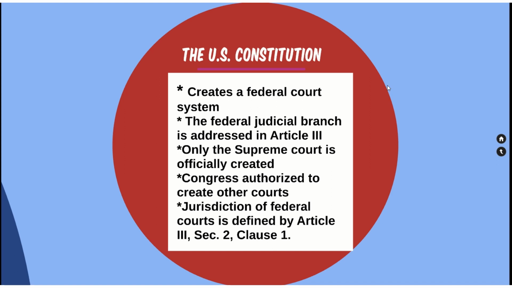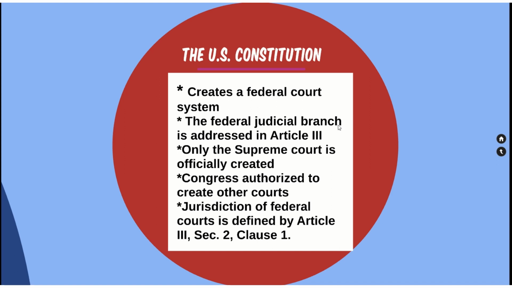So the U.S. District Court is not created specifically by the Constitution. The U.S. Courts of Appeals, aka the Circuit Courts, not created by the U.S. Constitution. But there is what's referred to as enabling language, and that enabling language in the Constitution does give Congress, the legislative branch, authority to create other courts below the Supreme Court, and that's exactly what they did. First chance they could, they created courts below the Supreme Court. But again, the U.S. Supreme Court is the only court that's specifically created by the U.S. Constitution.